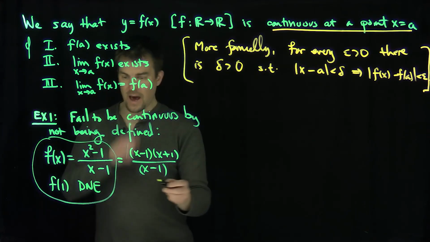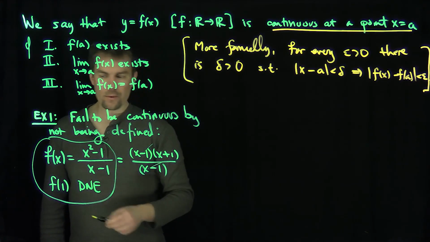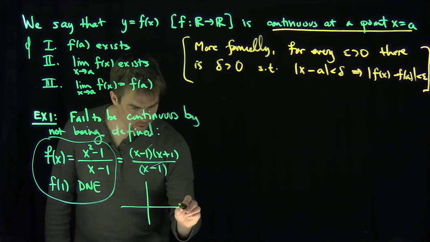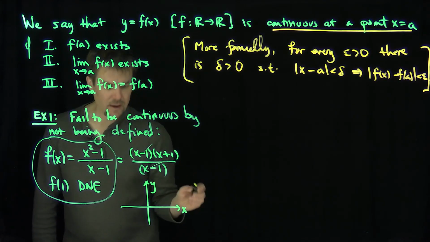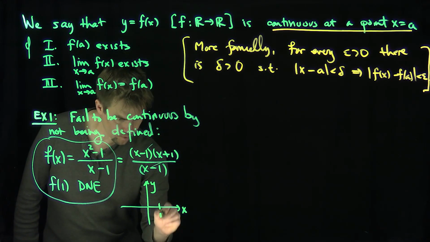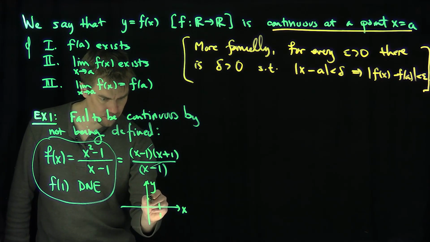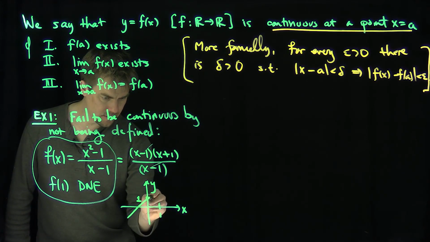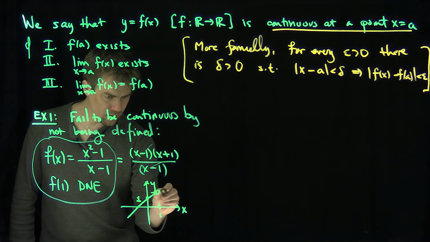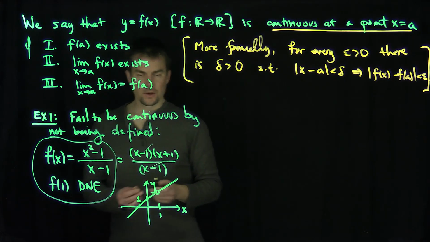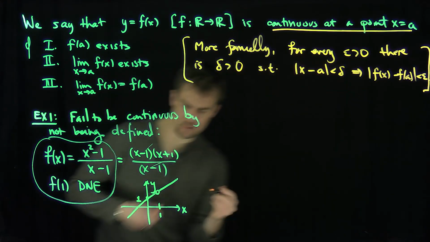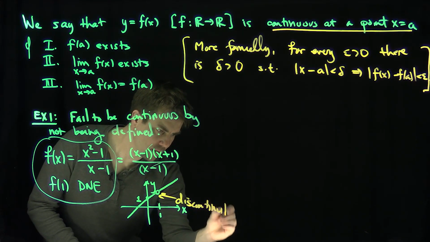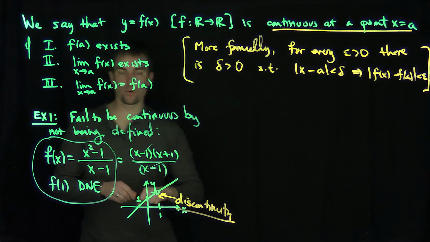And so if we were to look at this graph, of course, if we cancel this out, we would just have that f of x is x plus 1 as long as x is not equal to 1. So the graph would look like this. Here's x, here's y, and here's the point x equals 1. We're going to start over here with a y-intercept of 1, and then the line goes like this. But then when we get to 1, there is a hole, and it goes like this. So that hole over there is a discontinuity, because the function is not defined at the point 1.